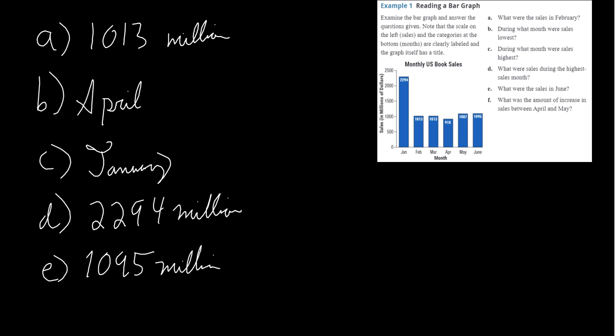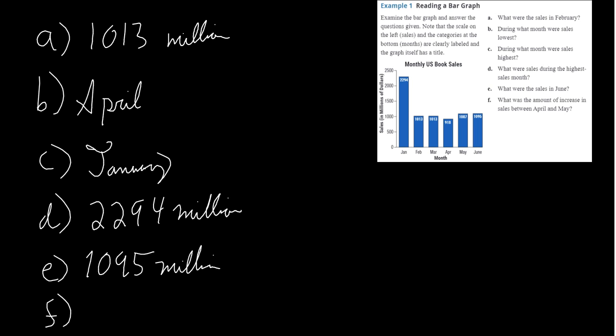And then F. What was the amount of increase? Now we're going to do something a little bit different where we can't necessarily look at the graph. I mean, we will, but I'll do a little bit of computation here. What was the amount of increase in sales between April and May? Well, if we look at April and May, May had 1,087 million and April had 918 million.